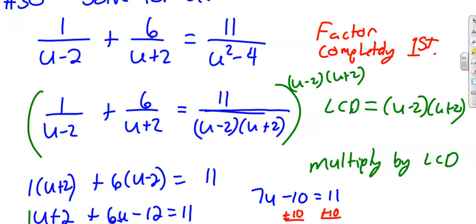Add 10 to both sides. 7u equals 21. Divide those two numbers, and we get u equals 3.